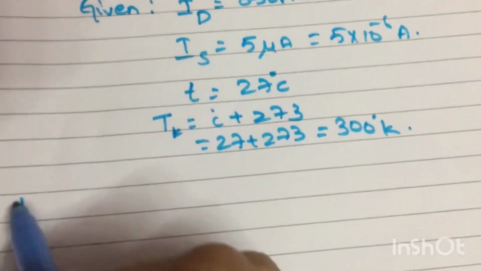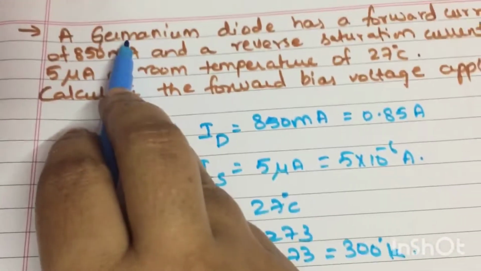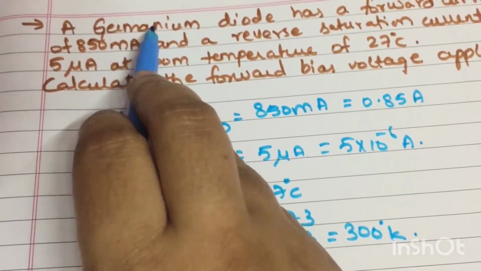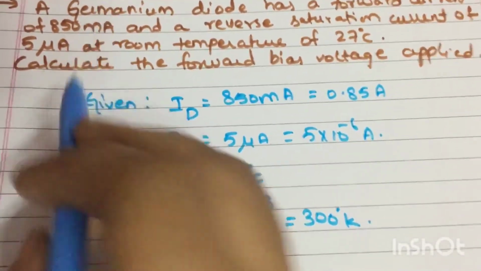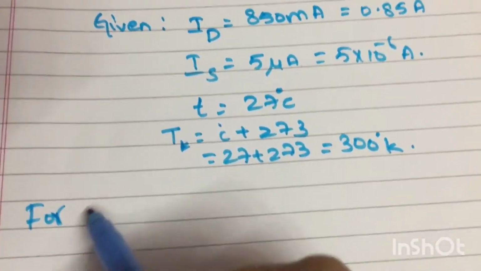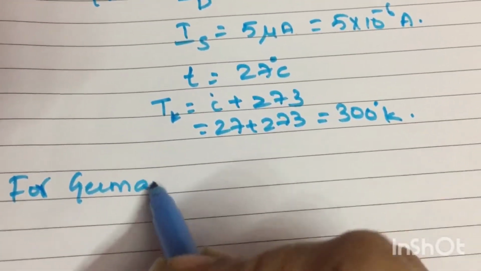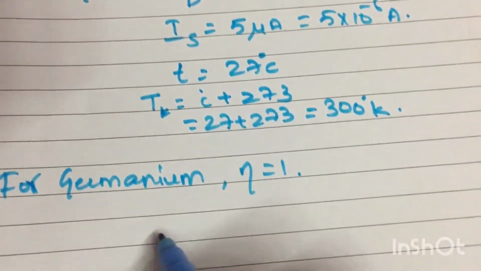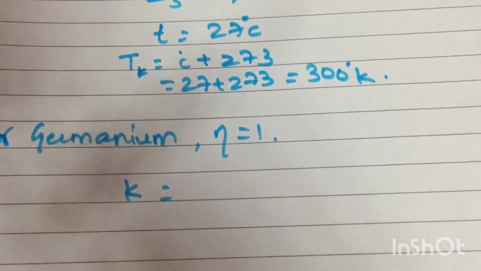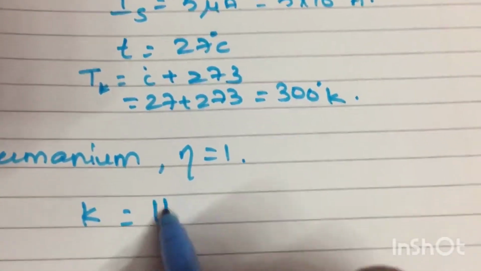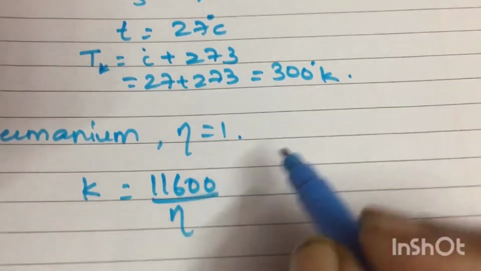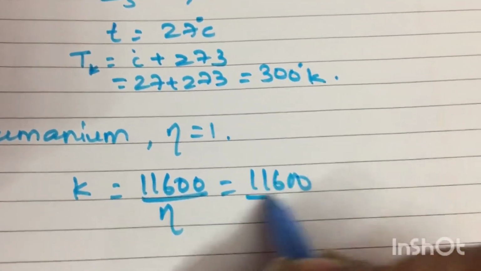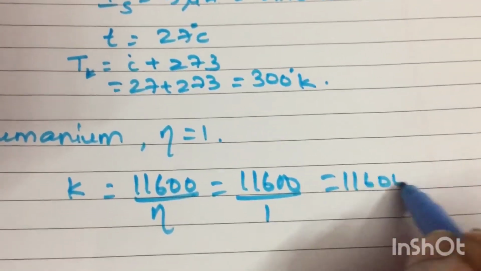Okay. Here he said germanium, right? If it is silicon, the efficiency value will be 2. Here germanium, so that will be 1 for germanium. The efficiency value is 1. So K is equal to 11600 by efficiency. 11600 by 1 is nothing but 11600.